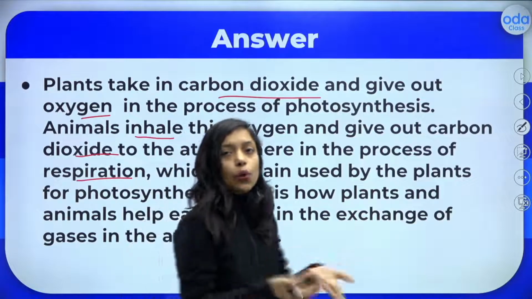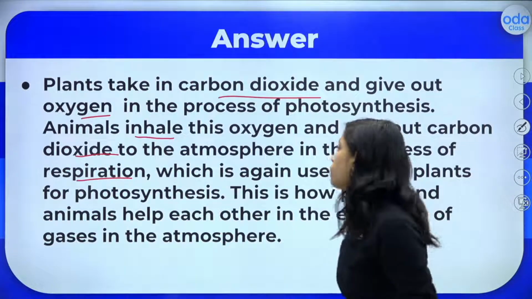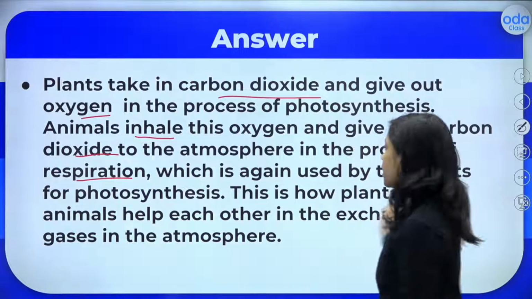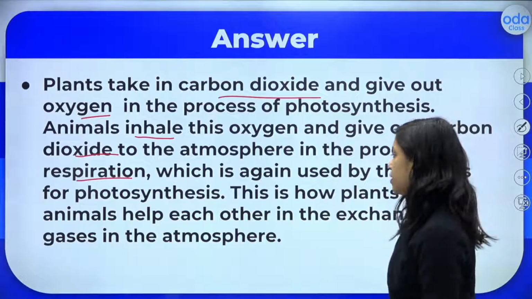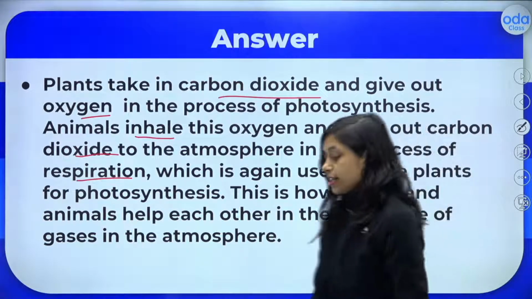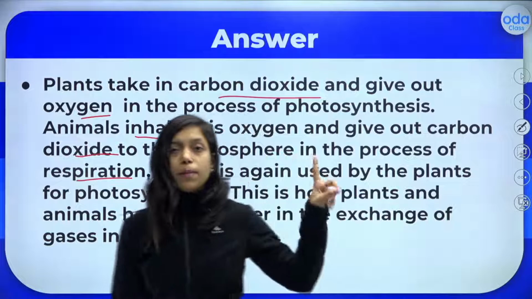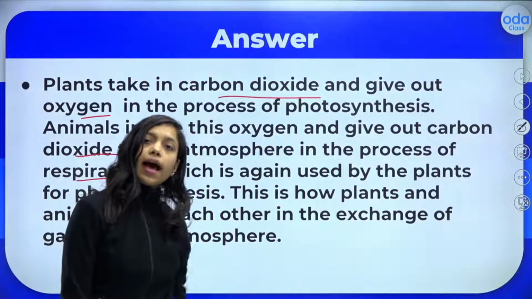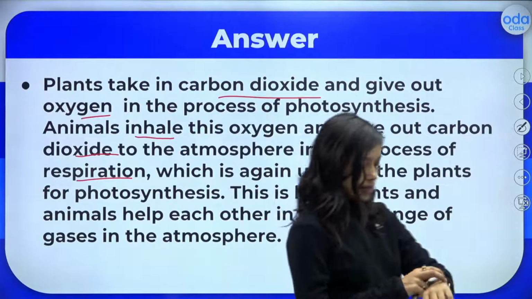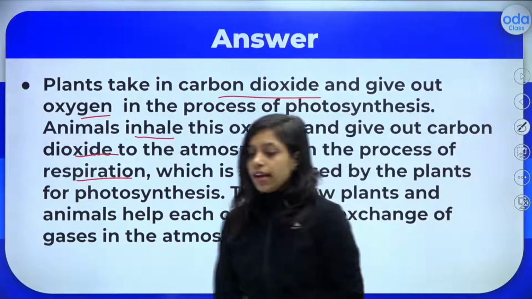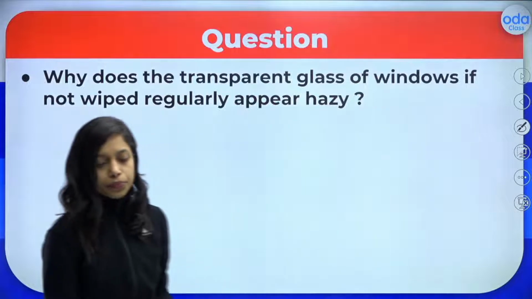Again, while breathing, we take in oxygen and we give out carbon dioxide, which is again used by the plants for photosynthesis, right? So this is how plants and animals help each other in the exchange of gases in the atmosphere. So two processes you should remember. One is photosynthesis by plants. Second one, respiration by human beings or other animals. I hope it is clear to all of you, right? Let us move on to the next question.